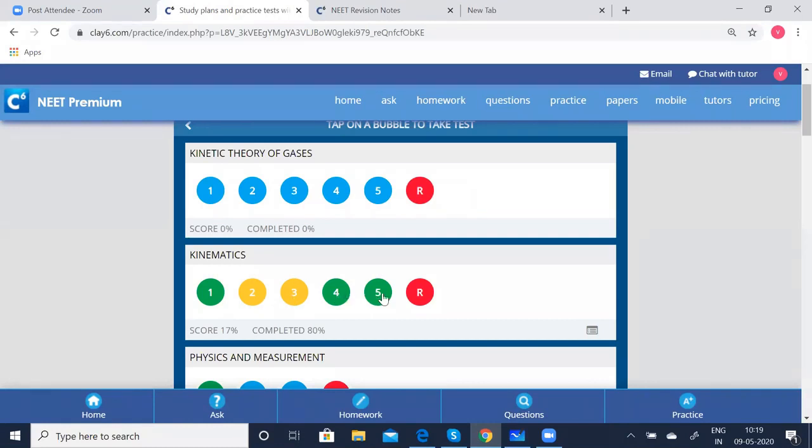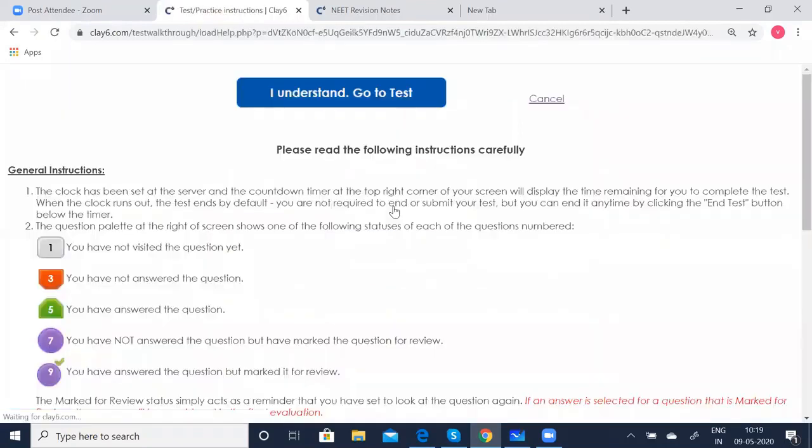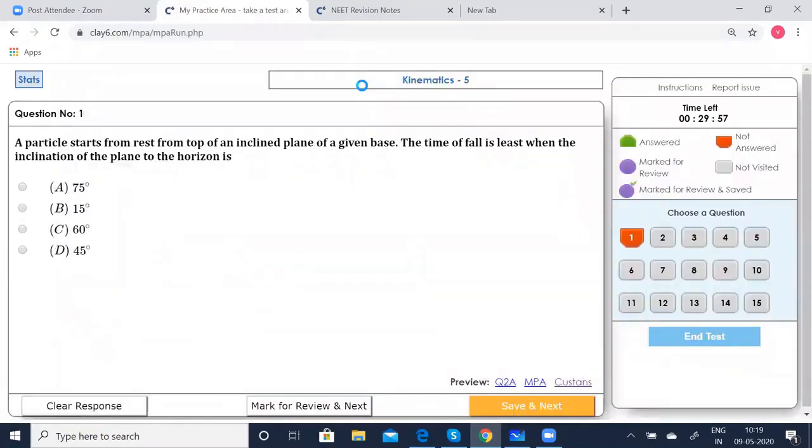Now let me go to the fifth test. I'm going to take the test. Click take test, go to test. Now it starts here. A particle starts from rest from the top of an inclined plane of a given base. The time of fall is least when the inclination of the plane to the horizontal is what? We have to find out the angle.